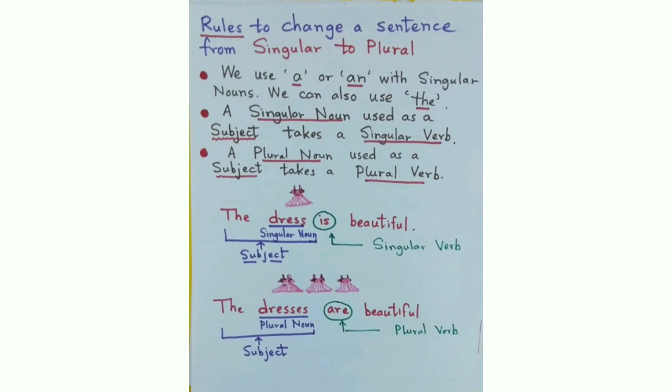For instance, the dress is beautiful. Dress is a singular noun. The dress is the subject. Is is a singular verb. Now, let's convert this sentence into plural. It will be, the dresses are beautiful. Dresses is a plural noun. The dresses is the subject. Are is a plural verb. Got it?